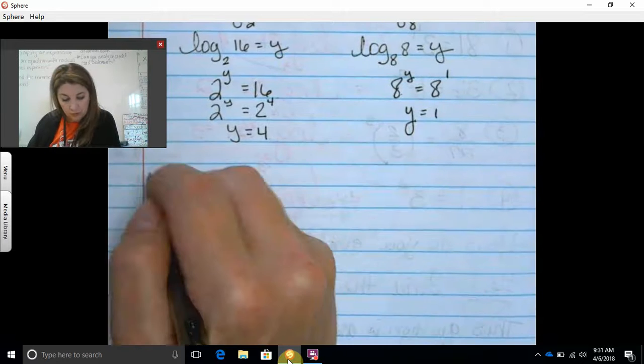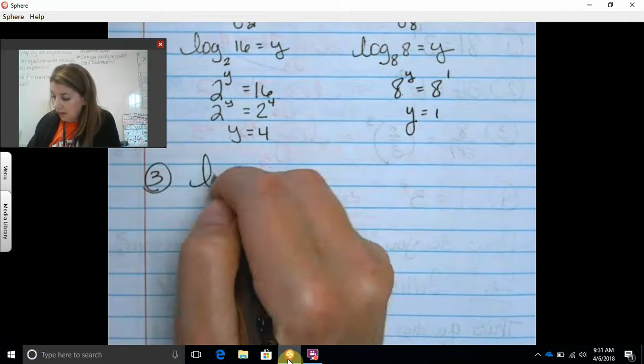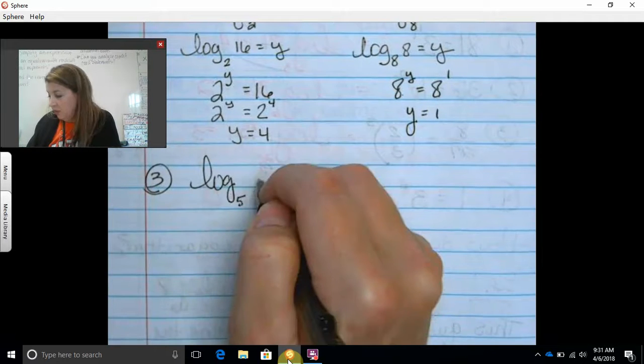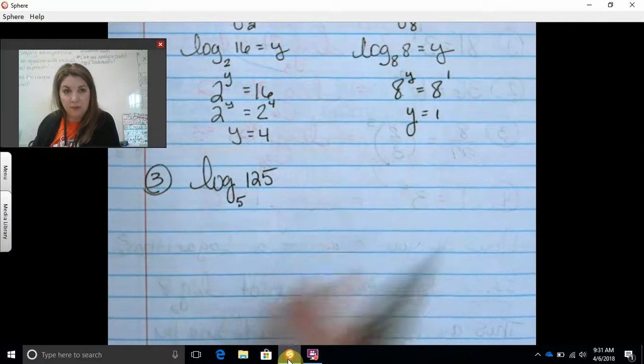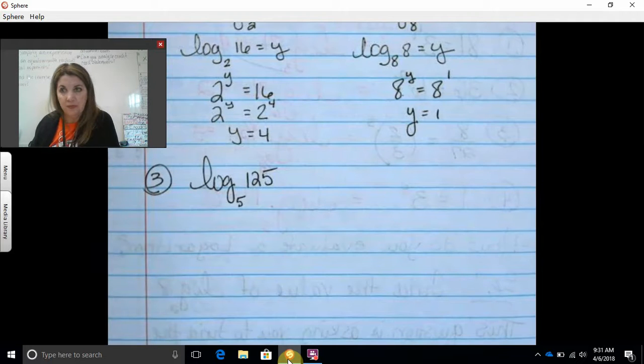Example 3, log base 5 of 125. Y'all want to do this one on your own? Okay.